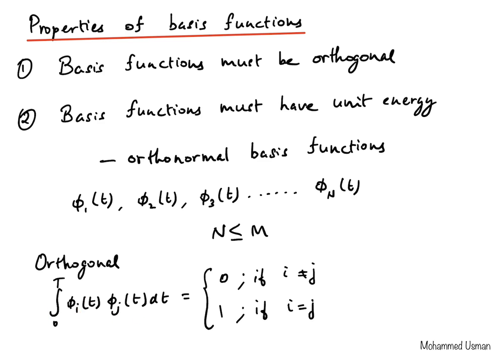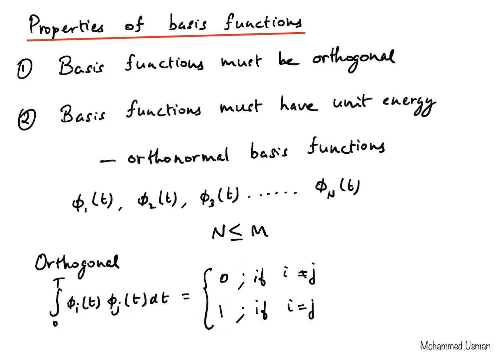That will become the integral of phi 1 square of t, right? And that's equal to 1. And when it's equal to 1, that means it's having equal energy. If it is simply non-zero, any other number other than 0, then it is still orthogonal. But if it's equal to 1, it is not just orthogonal.